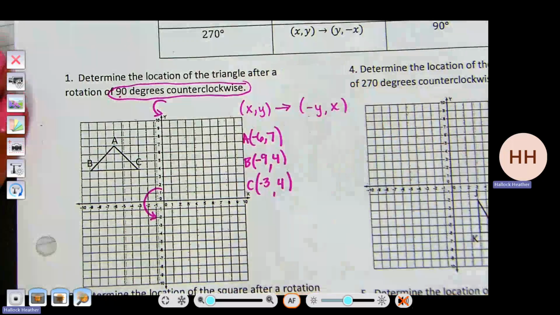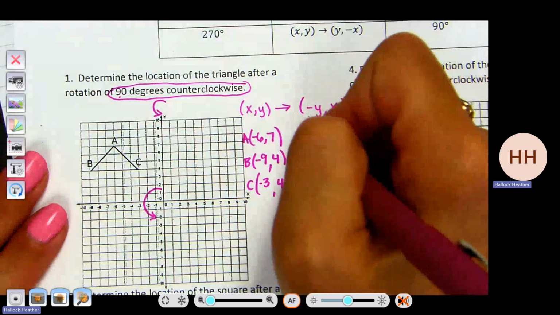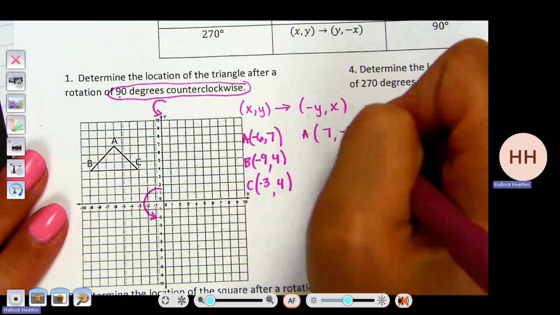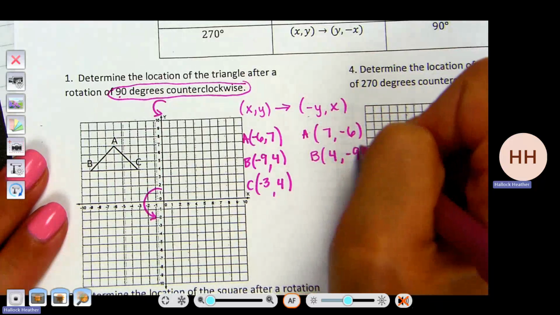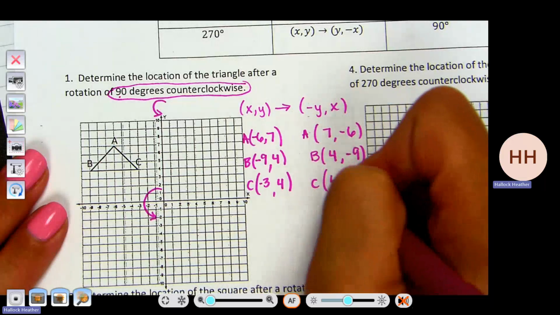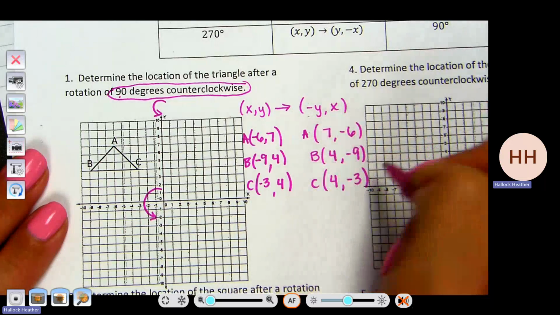Perfect. Okay. So I want you to think about this as 2 separate steps. Some of you will be able to do it in one. Most of you cannot. You will get confused. So I'm going to do it as 2 separate steps. So I'm going to flip every single coordinate point. So if I flip A, ends up as 7, -6. If I flip B, ends up as 4, -9. If I flip C, ends up as 4, -3.